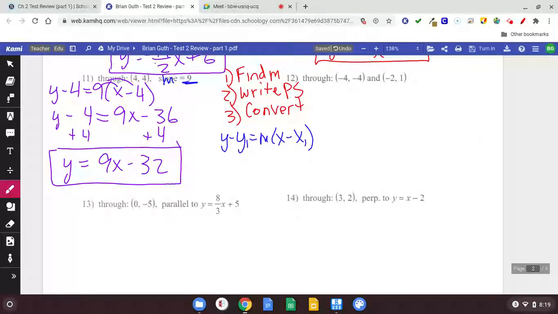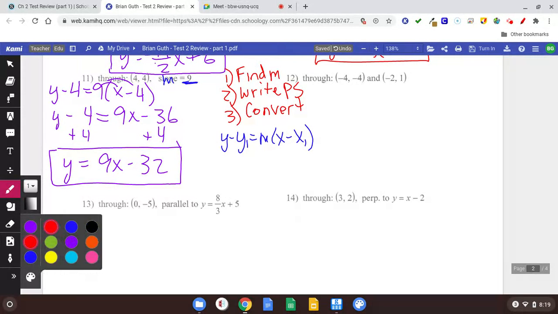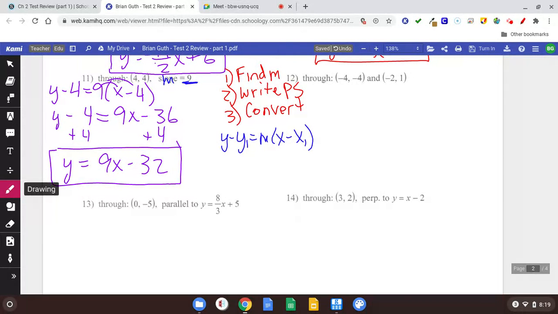So number 12, we follow the same steps. Step 1, find the slope. We've got 2 points, so we have to do the slope formula: y2 minus y1 over x2 minus x1. So this is minus up here, that's going to be plus. Add the opposite. 1 plus 4 is 5. And then on the bottom, same thing, add the opposite. Negative 2 plus 4 is positive 2. That's the slope, 5/2. So then we write the point slope form.